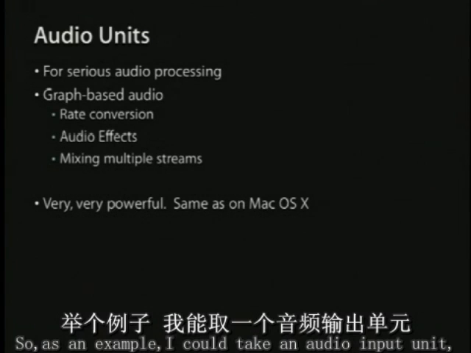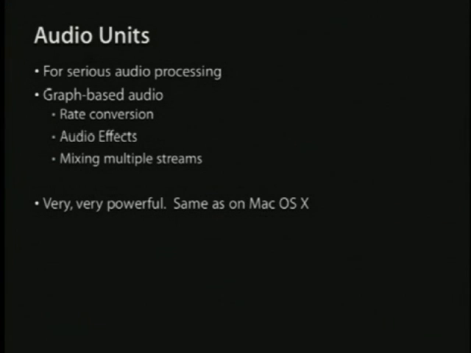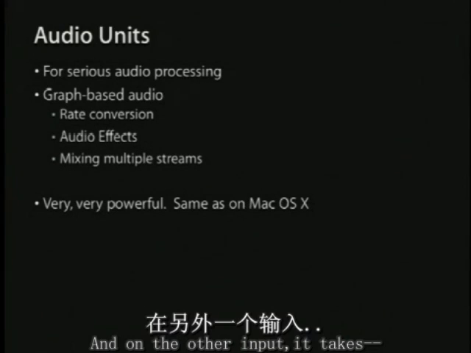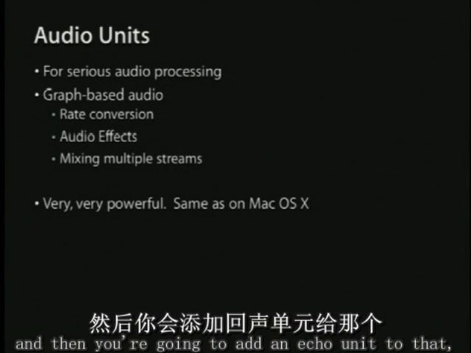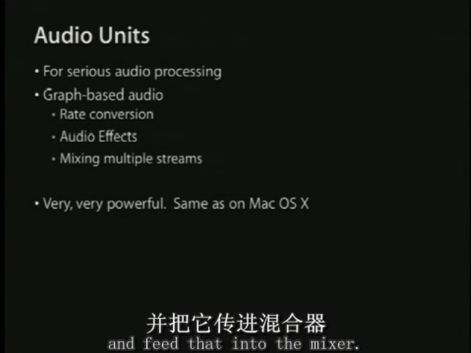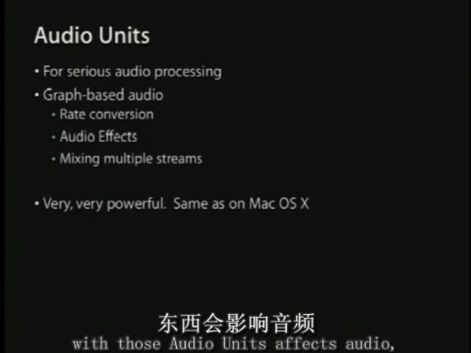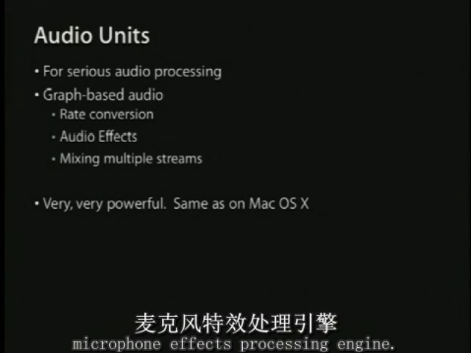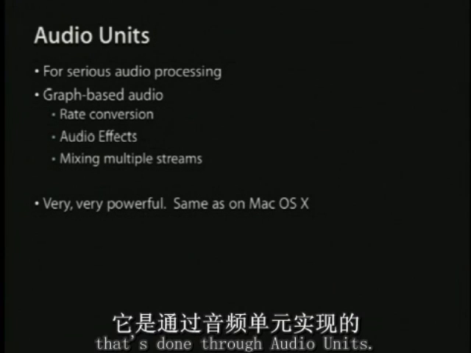So, as an example, I could take an audio input unit, which I'm going to feed buffers to, and then I can pass it to a reverb unit. And that reverb unit can feed into a mixer, and that mixer can take 2 inputs. And on the other input, it takes, let's say, input from the microphone. And then you're going to add an echo unit to that and feed that into the mixer. So what you just built there with those audio units is a microphone effects processing engine.